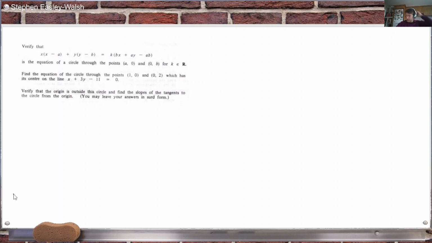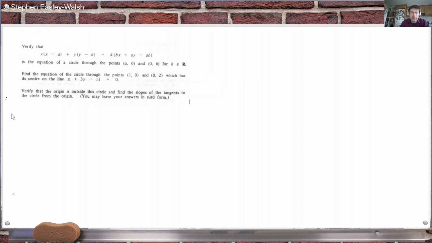Okay, so I know I did this question already, but I made a mistake at the very last step, and that's annoying me. So I'm going to do it again and re-upload it and remove the other video. So verify that that is the equation of a circle through those 2 points.